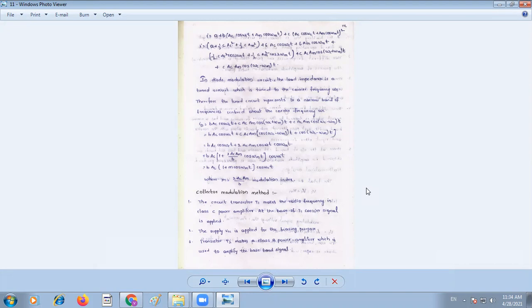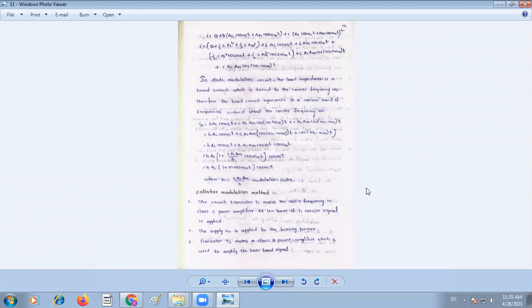In terms of the envelope, the modulation index is calculated as V maximum minus V minimum divided by V maximum plus V minimum. Depending upon the m value, m less than 1 is allowable modulation. m equal to 1 is 100% modulation. m greater than 1 is overmodulation, which is not allowable.